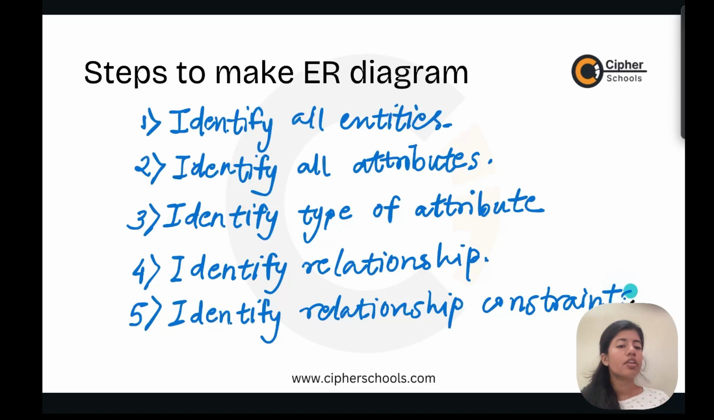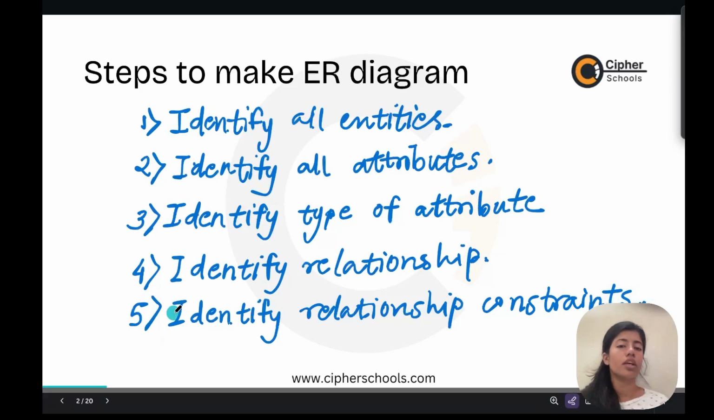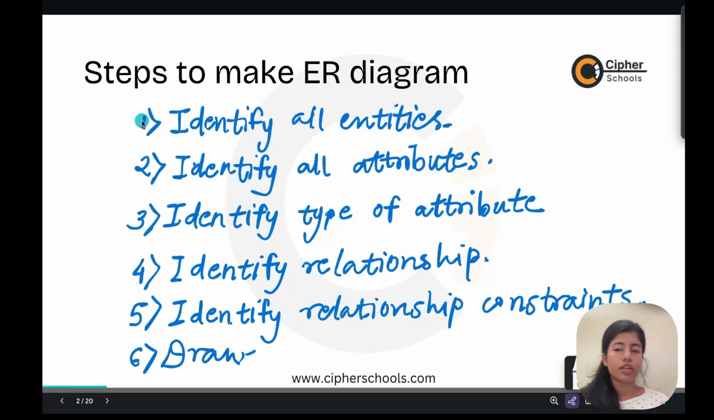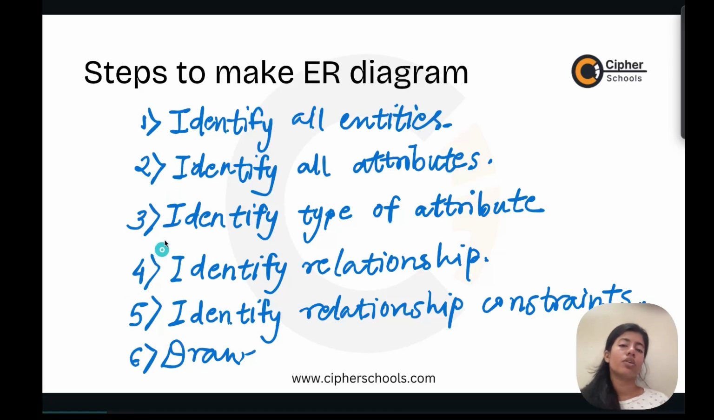Now we are ready with everything which we need to draw the entity relationship diagram. So the final step will be draw. Like we need to actually use pen and paper and draw it. So I think we're clear with the map. We're going to follow these 6 steps one by one, and then we're going to draw a diagram for any given system.